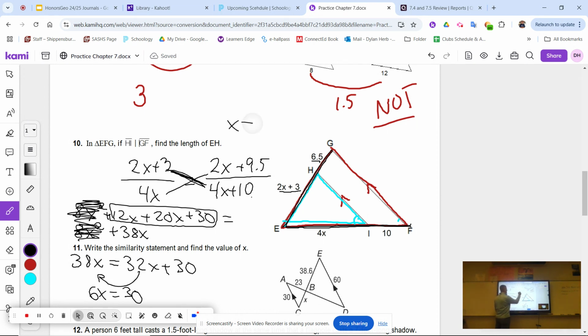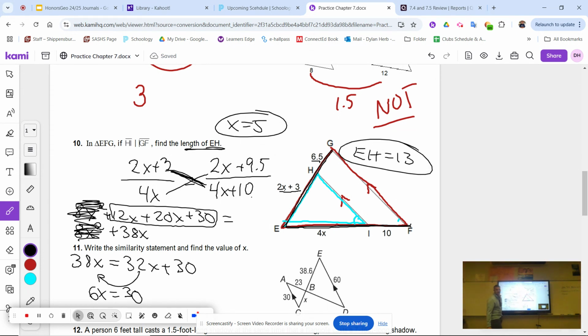So that's not actually the answer to the question, that just helps us answer this question. It says, what's the length of EH? So we have to substitute that back in. We substitute it in for x, we get 2 times 5 plus 3, that's 13. So your final answer would be that EH is 13. So, fun one there, that's great.